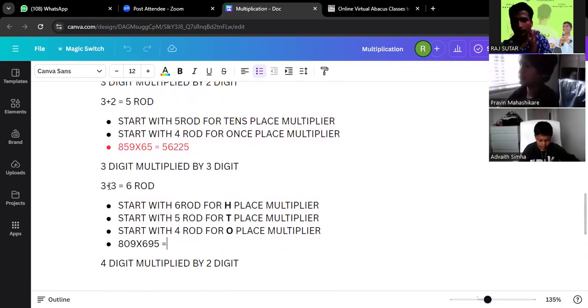Once you understand the concept, you have to know where to place the answer. You will get to know till 8 into 8 multiplication. Getting it? 8-digit multiplied by 8-digit. Getting it, children?